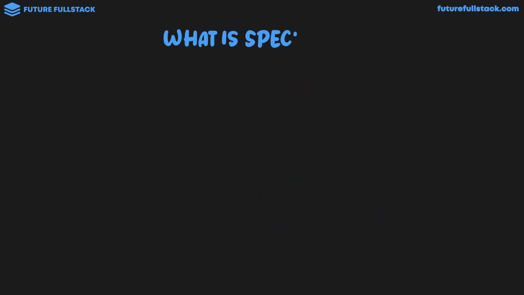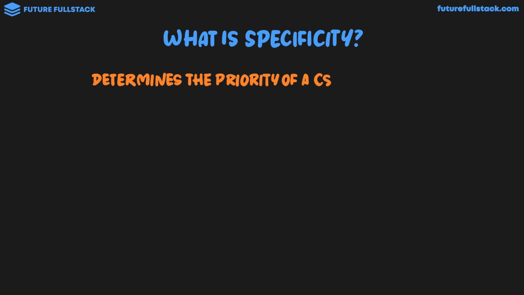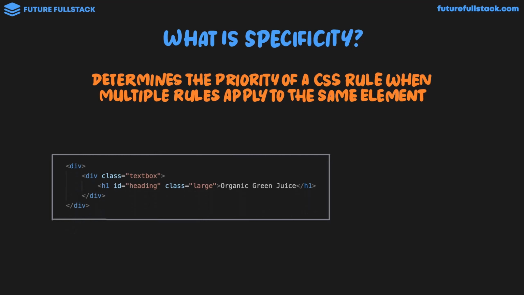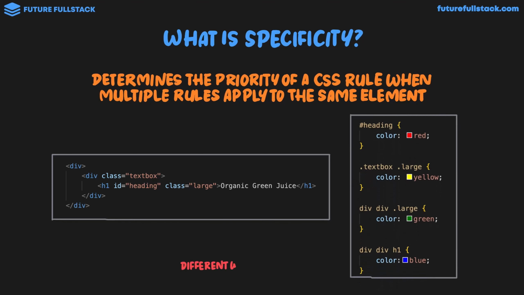So what is specificity? Specificity determines the priority of a CSS rule when multiple rules apply to the same element. Let's have a look at this snippet of HTML. We have an h1 nested inside a div, which is then nested inside another div. In our CSS, we have 4 different ways of selecting the same element. The first rule is using the ID selector.